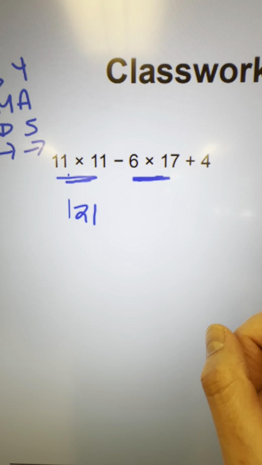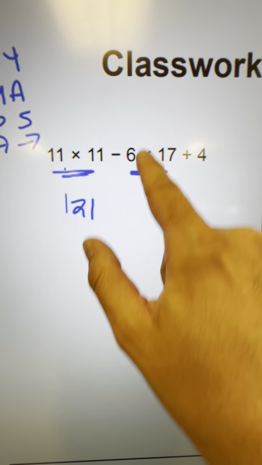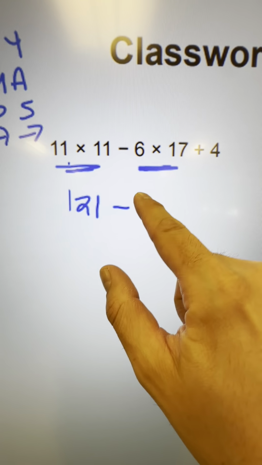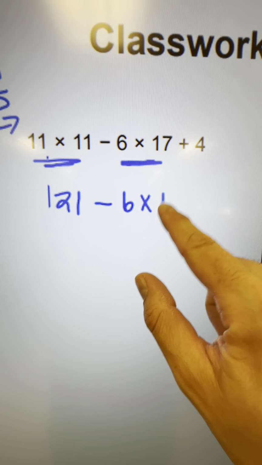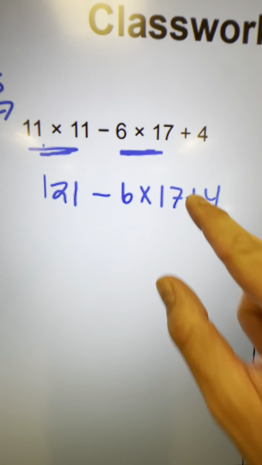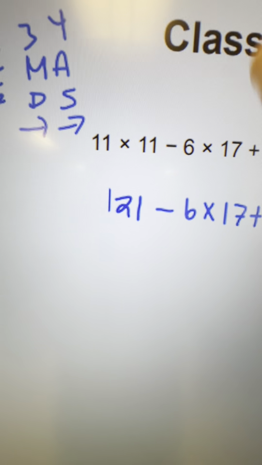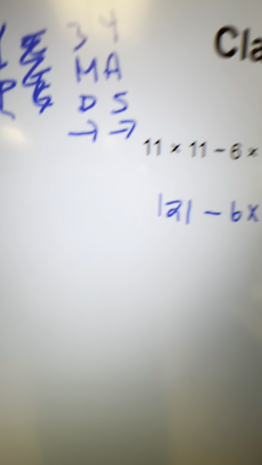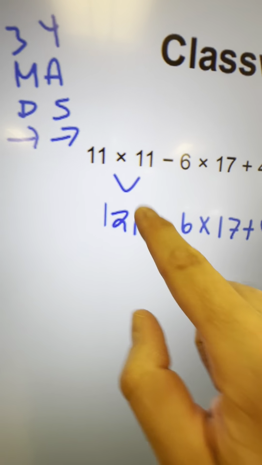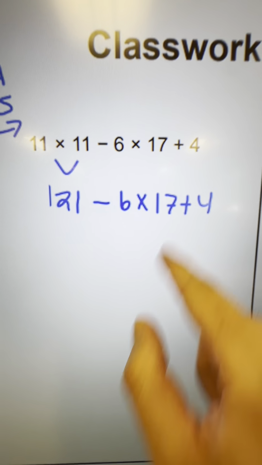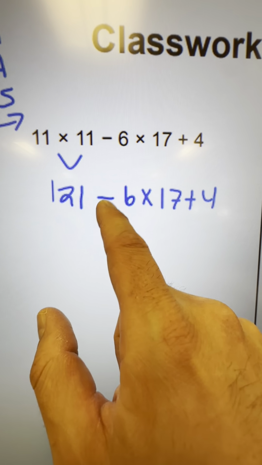And to keep your work organized, which is also important, bring down whatever else you have left. So minus 6 times 17 plus 4. So notice I only simplified one thing, which is the 11 times 11. So I'm going to put here what I just did. So I did that, and then I bring down the rest. And now we have, what do I have left?